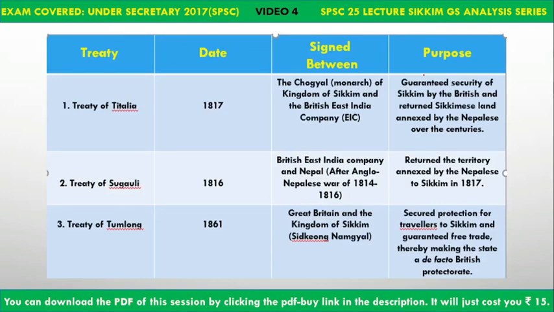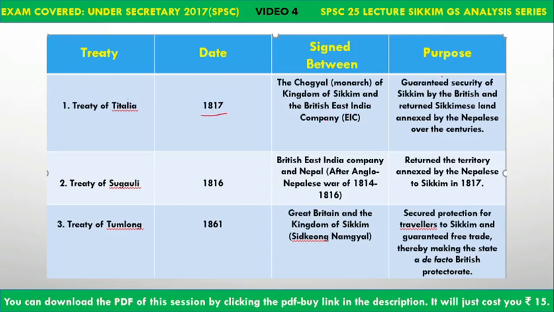Let us start with the Treaty of Sugauli. First of all, it was the Treaty of Sugauli which was signed in 1816 between the East India Company and Nepal. The Treaty of Sugauli was followed by the Treaty of Titalia, that is 1 year later. The land which the British got from Nepal was returned to Sikkim. The Treaty of Titalia was signed in the year 1817 between the Chogyal and the British East India Company.